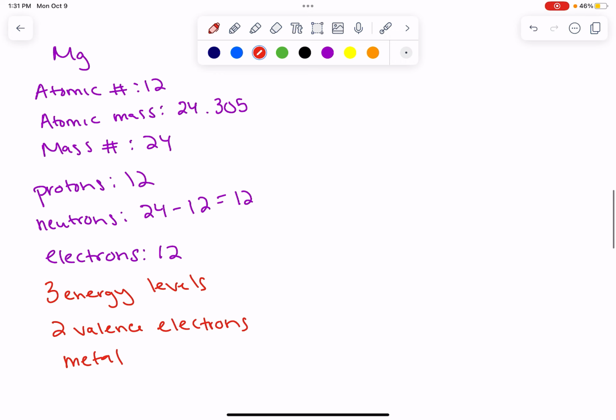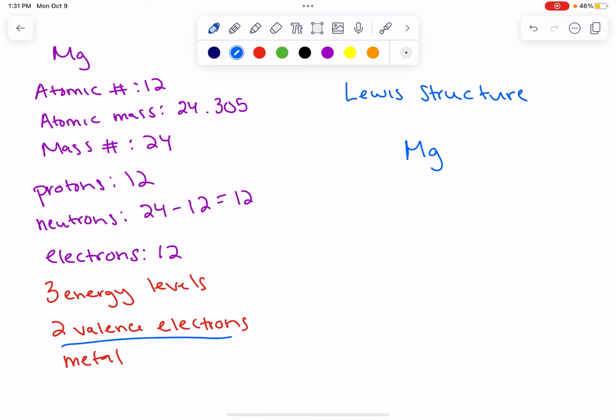Okay. Now we have all this information about magnesium, and we can use this to make a couple of models. The first kind of model we can make is a Lewis structure. To make a Lewis structure, we write our atom symbol, Mg, and then we put the number of dots around it that are the number of valence electrons, one on each side and then pair up. So magnesium we know has 2 valence electrons, so we're going to put 1 dot here, and we're done.